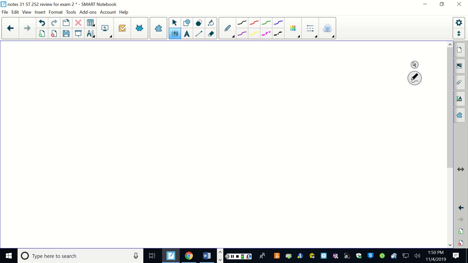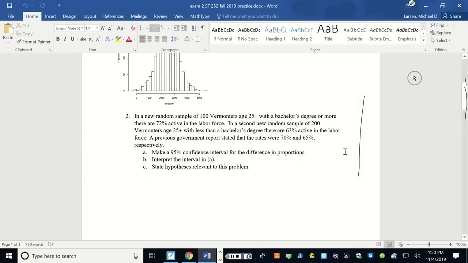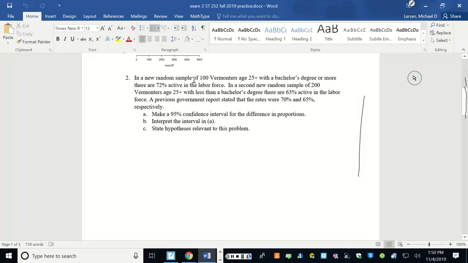All right, so the next one, number 2, says there's a new random sample of 100 Vermonters age 25 plus with a bachelor's degree or more. They're 72% active in the labor force. A second random sample of 200 Vermonters with less than a bachelor's degree are 63% active. A previous government report said 70 and 65%. Make a 95% confidence interval for the difference. For these there are the Wilson intervals, but that's much more complicated to do, so you do the simple versions in this case.